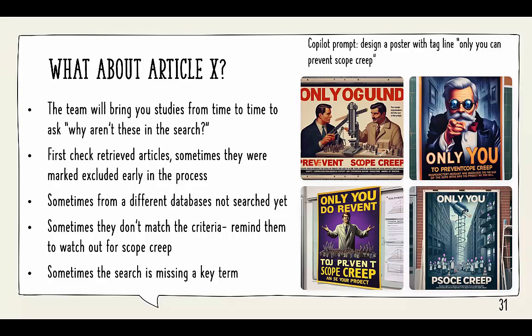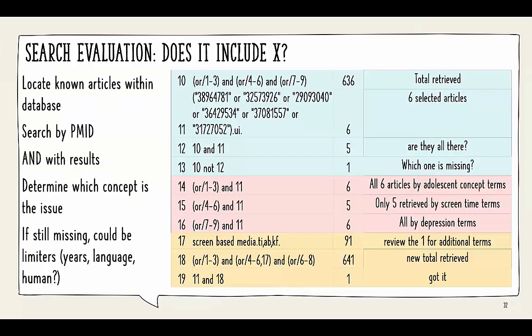Okay. The other thing about the Article X is sometimes it does have a synonym in there that you might want to add. So that can happen. So here on this slide, I'm just trying to demonstrate how I look for, does the search include X? And sometimes we have multiple X's to search at the same time. So this is just my example of doing that.